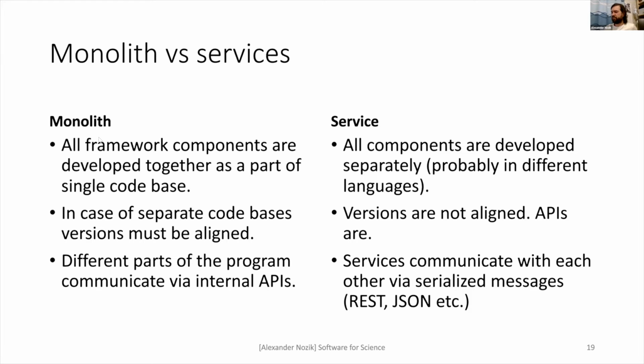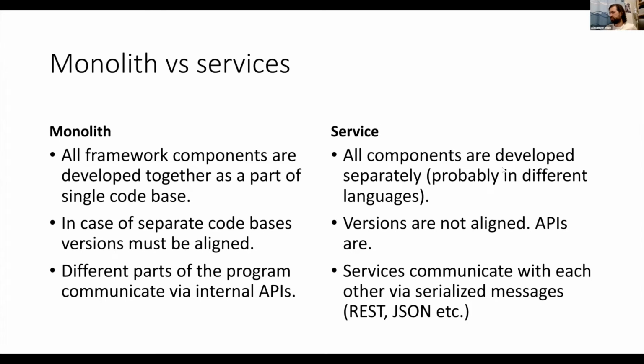So the first one is a monolith. It's not about the runtime architecture, but about development architecture. I mean, how it looks when we are developing the code. In the case of a monolith, all framework components are developed together as part of a single code base. In the case of what I call services here, all components are developed separately in separate modules or even in separate projects, and in some cases in separate languages.